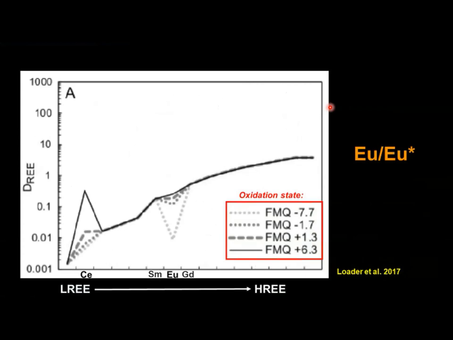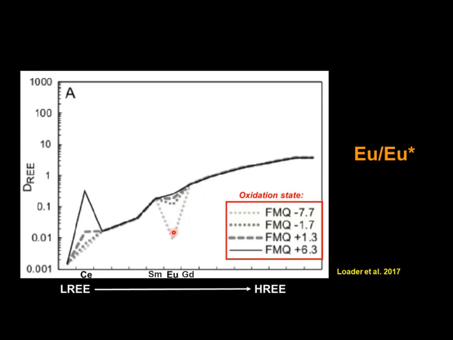Then the europium-europium star ratio is basically based on the fact that the rare earth elements are usually trivalent, which means they occur as 3+ ions. But only europium can also occur as a 2+ or bivalent state. And that is the reason, because bivalent europium, the europium 2+, has the same ionic radius as calcium. And that means it can substitute for the calcium in the plagioclase. And when plagioclase fractionates in the more evolved intrusions, you usually get these really deep or low europium anomalies. That's because you have a lot of europium 2+ in these rocks.